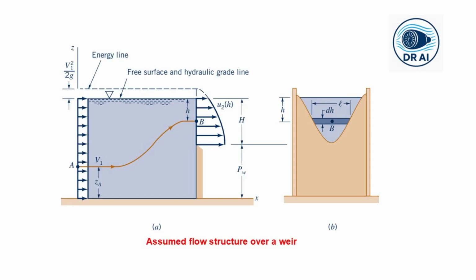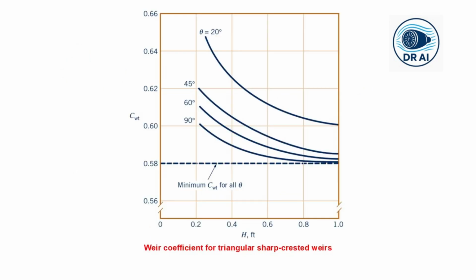But for a triangular sharp-crested weir, or we can say a V-notch weir, the equation is a bit different, in which we have the huge advantage that because the flow width decreases with the head, it can accurately measure a wide range of flow rates, from very small to very large, with a reasonable and measurable head value h. So the coefficient C subscript WT is typically between 0.58 and 0.62, as shown in this particular figure.